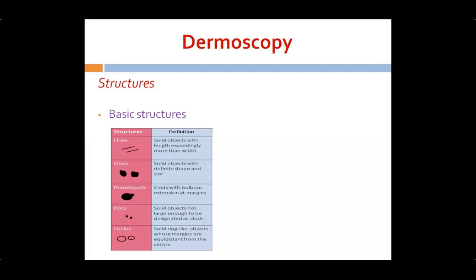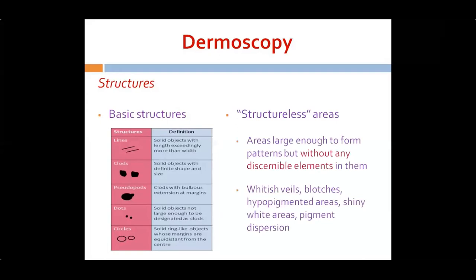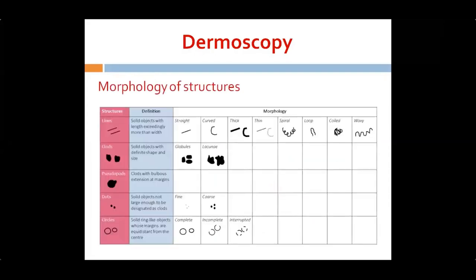And apart from this, in our field of dermoscopy, we see structureless areas, which are nothing but areas that are large enough to form patterns, but they do not have a distinct shape and size and do not have any discernible elements in them. Examples include whitish veils, blotches, shiny white areas, and pigment peppering or pigment dispersion. So coming to morphology of the structure, basic structures can have different morphologies. For example, lines can be straight, curved, thick or thin, spiral, loop, coiled, wavy, also known as serpentine. So these are the different morphological aspects of the lines.